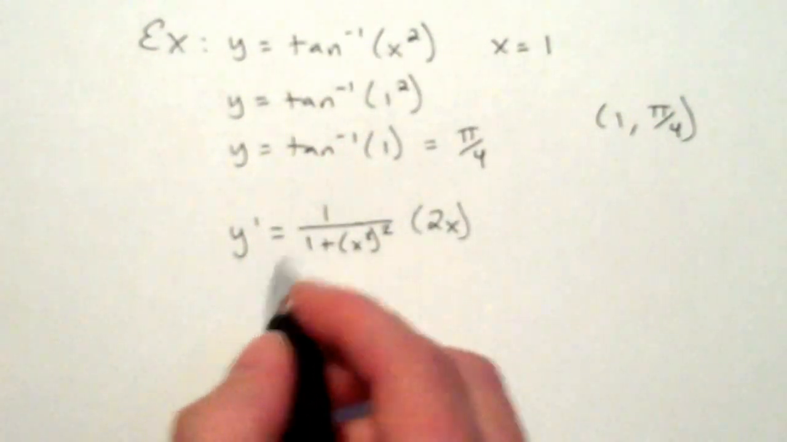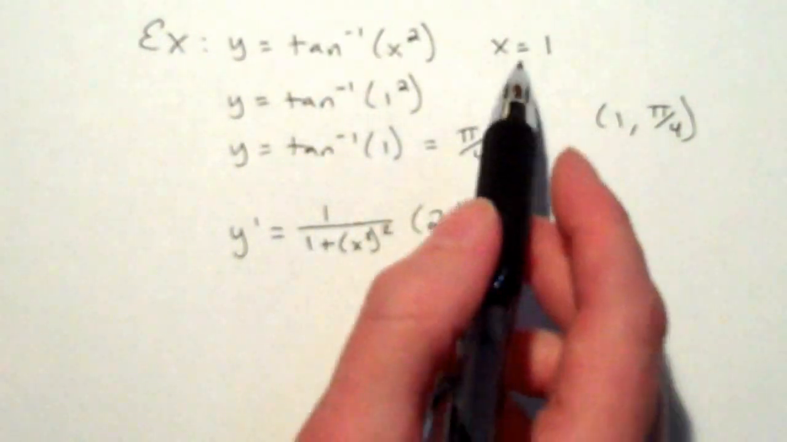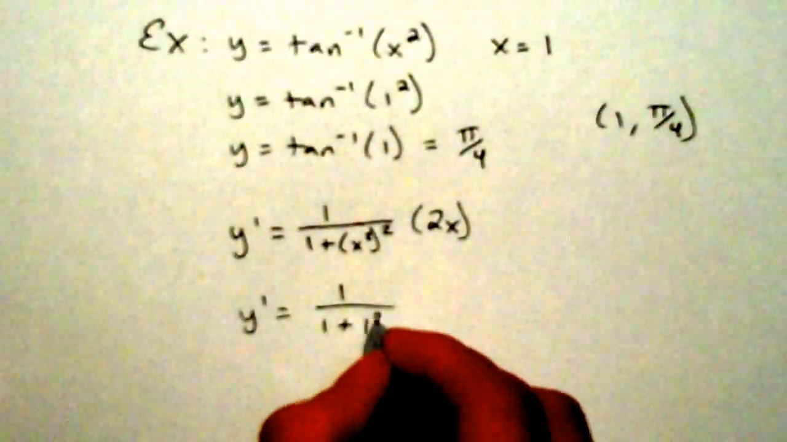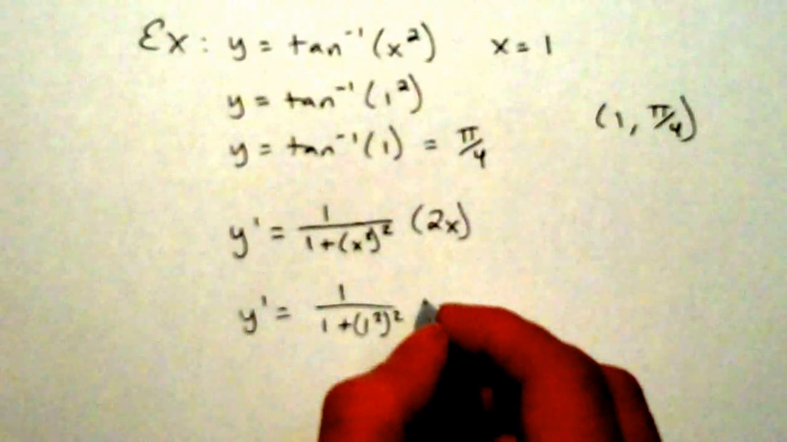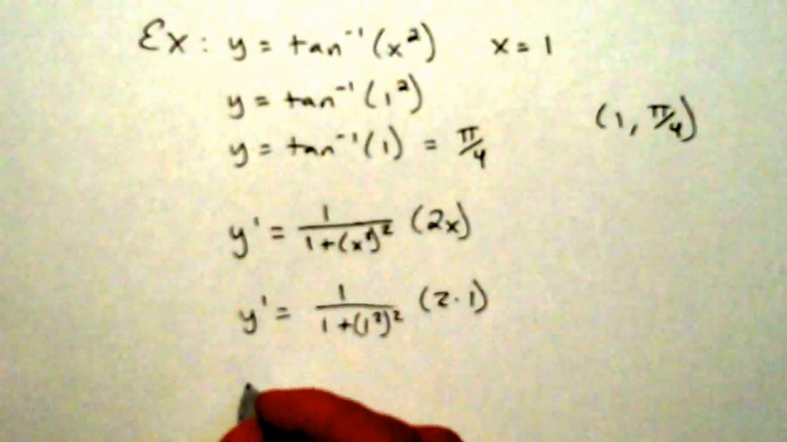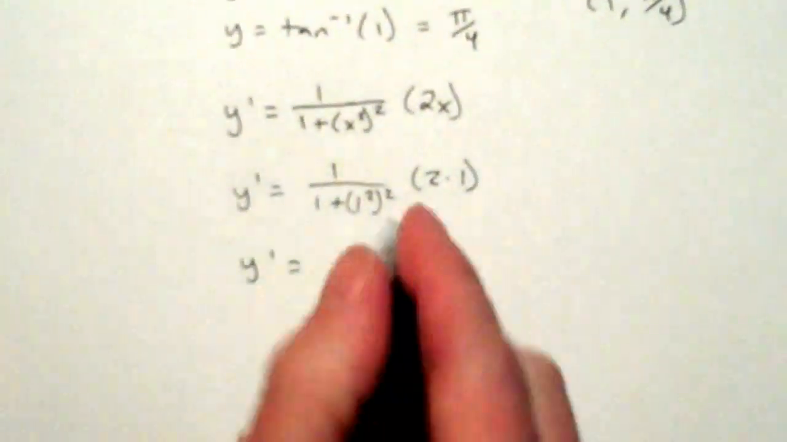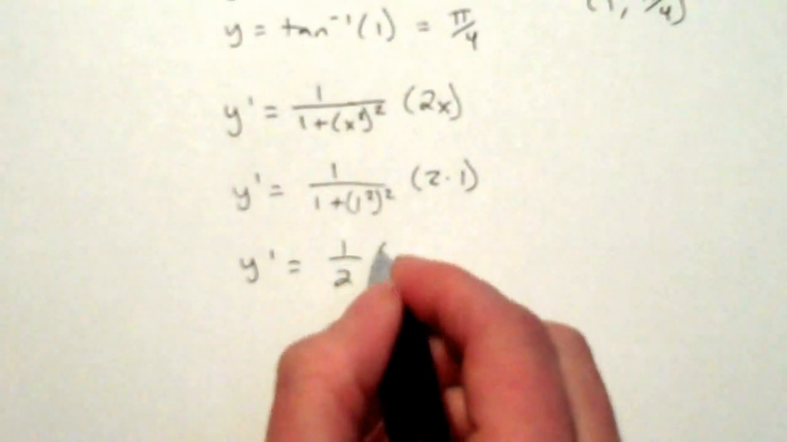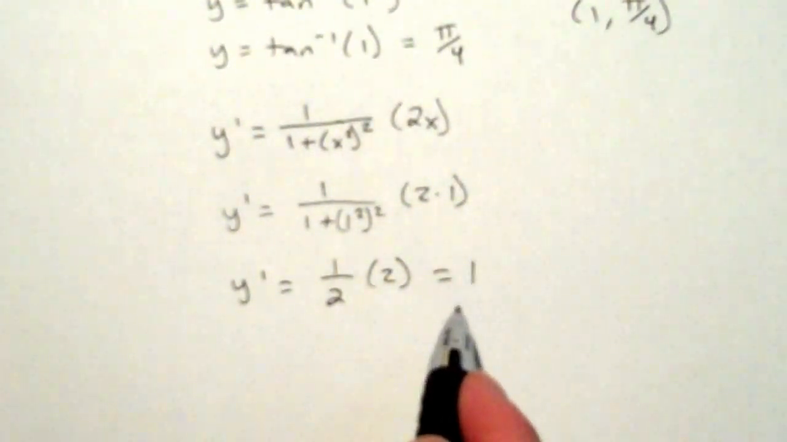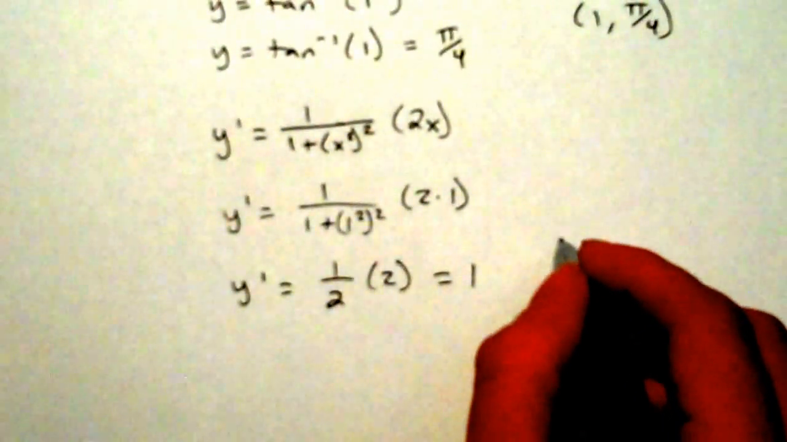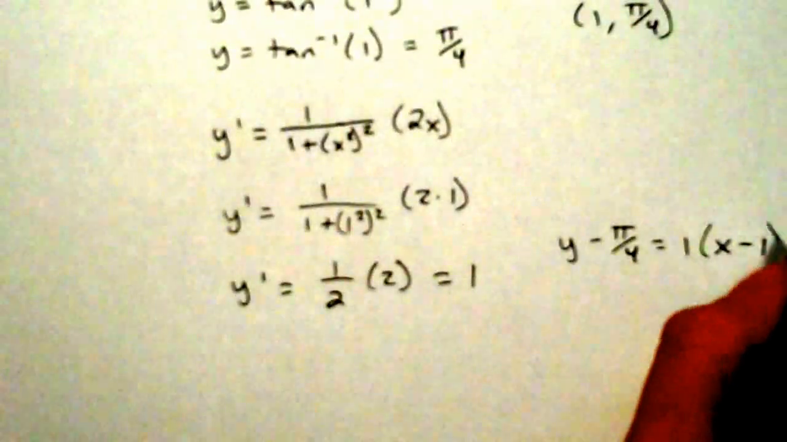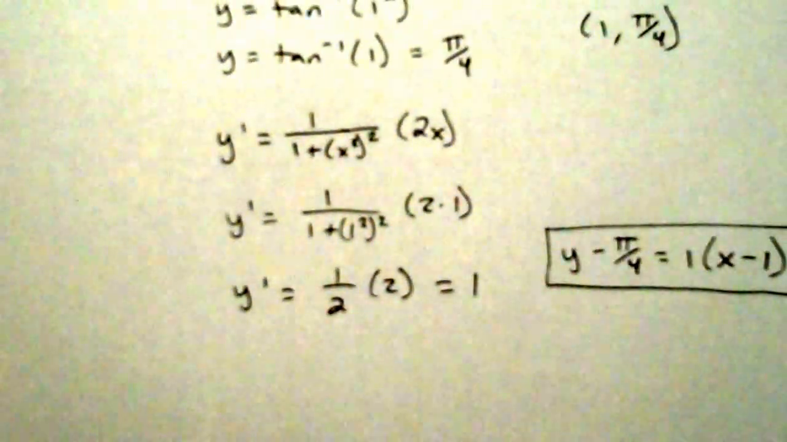Alright, and now, just like normal, we have the equation for the derivative, so we just take the 1 and plug it in to get the slope of the tangent line. So we've got 1 over 1 plus 1 squared squared, or 1 to the 4th, or it doesn't matter because it's 1 raised to a power, times 2 times 1, so y prime is equal to 1 over 2 times 2, which is really just 1, and now we've got our point up here, our slope here, and so we just write the equation for the tangent line, which is y minus pi over 4 equals 1 times x minus 1, just like that.